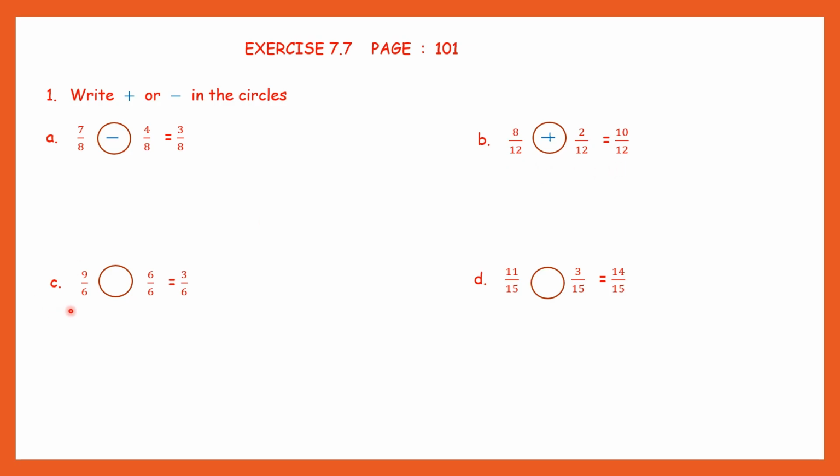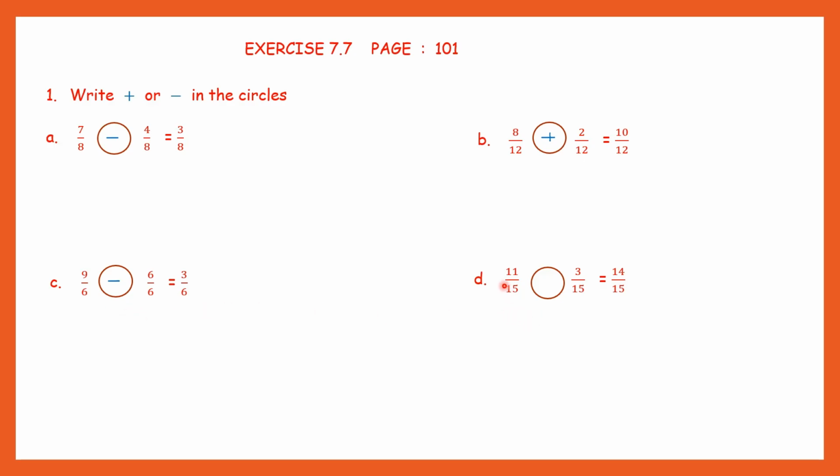Question C. 9 by 6 plus or minus 6 by 6 is giving us 3 by 6. So the numerator is 9, here the numerator is 6, here the numerator has reduced in the answer. So that means this is subtraction. That means 9 by 6 minus 6 by 6. When we subtract the numerators, 9 minus 6 we get 3. The denominator remains the same.